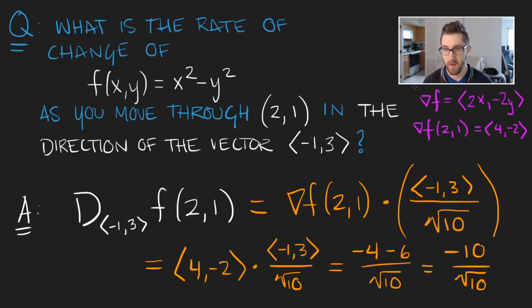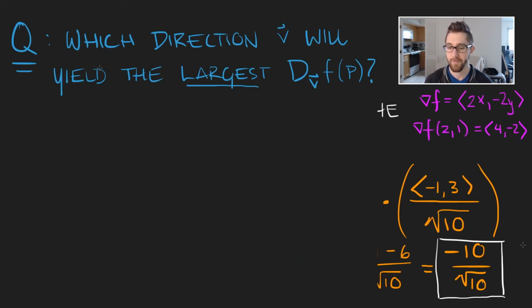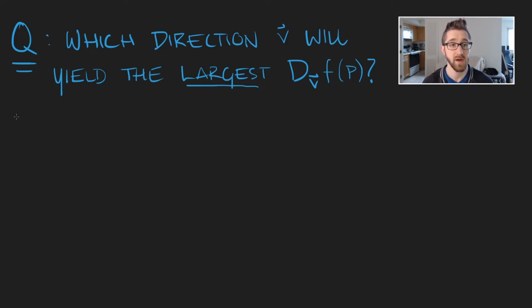So remember earlier, we predicted, looking at the graph of that function and the trace that went through this point in this direction, that the trace was decreasing as you moved in this direction, and indeed we did get a negative number as the directional derivative.